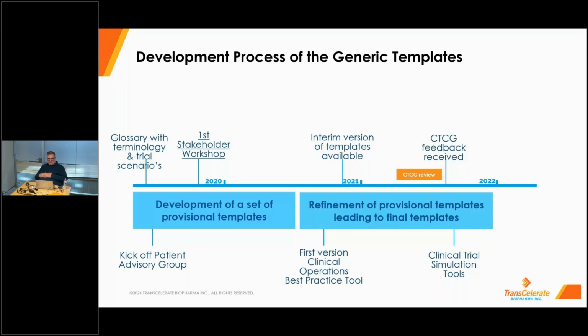pharma companies. With this, we came up with interim versions of the templates, and the refinement process was continuous, with revisions of provisional templates that led to a final version. As part of this, we also had a review done by many stakeholders, both within EU-PEARL as well as externally. We got feedback from CTCG, who did a thorough review of our template suite.